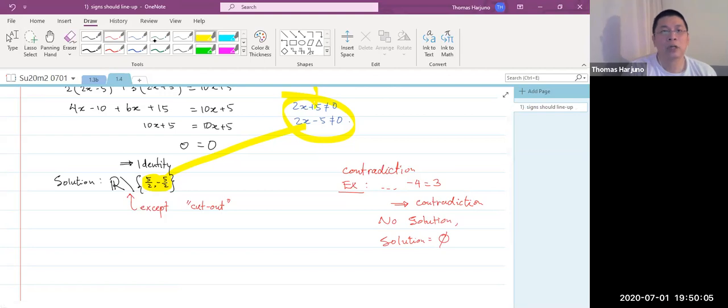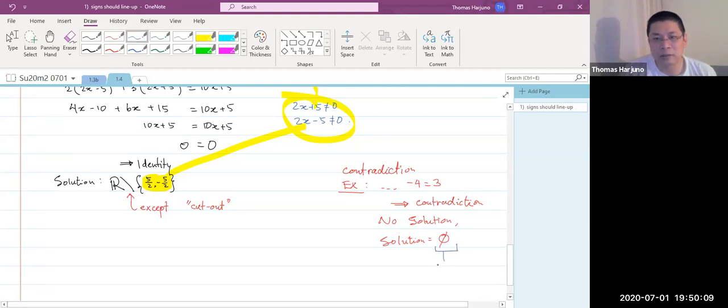Now please be aware this notation is the empty set, not 0. Okay, 0 looks like this. That's 0. Empty set is this. Keep that in mind.